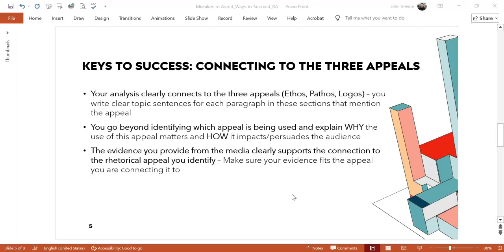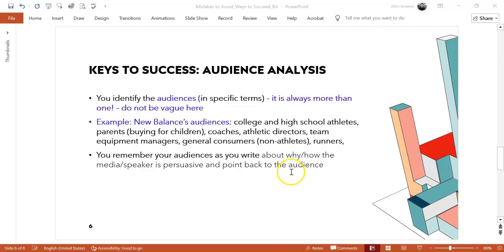Or if it's something sadness, anger, that would be pathos. Don't identify that as ethos, logos. So just make sure you know your appeals, basically, the three big appeals, and that your evidence matches those when you say it's connected to one of those. Okay, moving on.